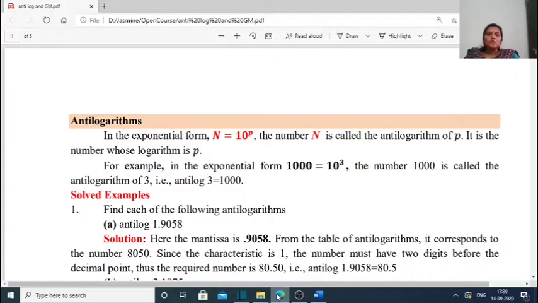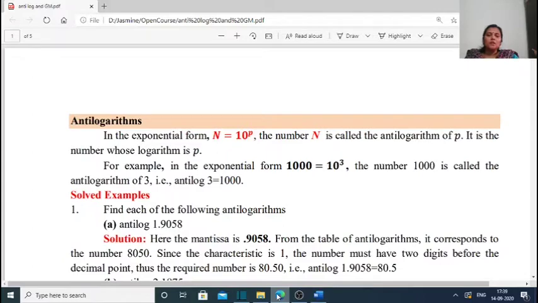Last day I mentioned we are learning logarithms to compute geometric mean. Today we have to study geometric mean in addition to anti-logarithms and some problems relating to geometric mean also in today's class. So anti-logarithms: in the exponential we can write n equal to 10 raised to p. The number n is called the anti-logarithm of p. It is the number whose logarithm is p.